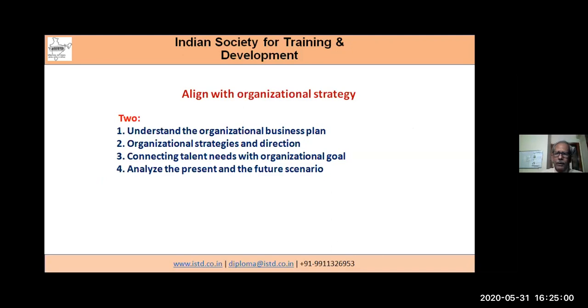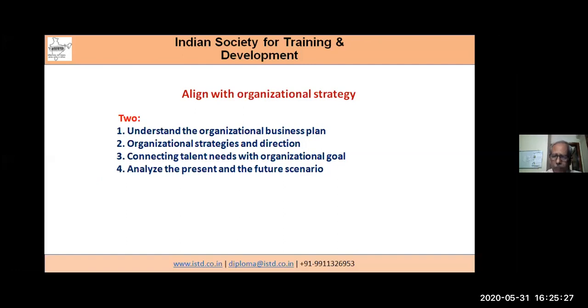Now, as you know earlier, organizational strategy is the guidance for any kind of decision to be taken, either in talent management or in most of the things. So, what is the organizational strategy? If you understand the organizational strategy, it will become more clear what kind of development policy or identification policy one should have. So, you need to understand the organizational business plan.